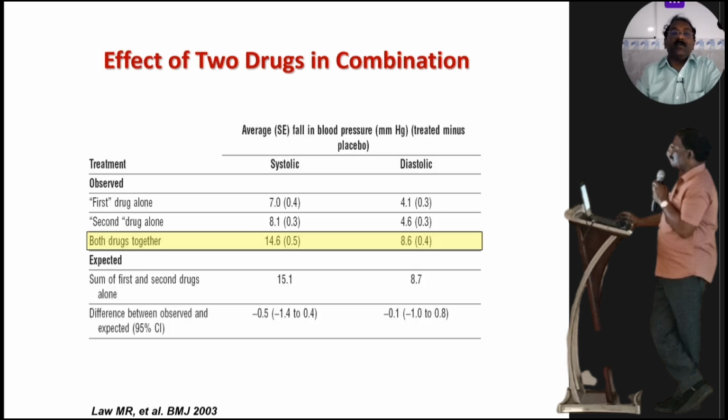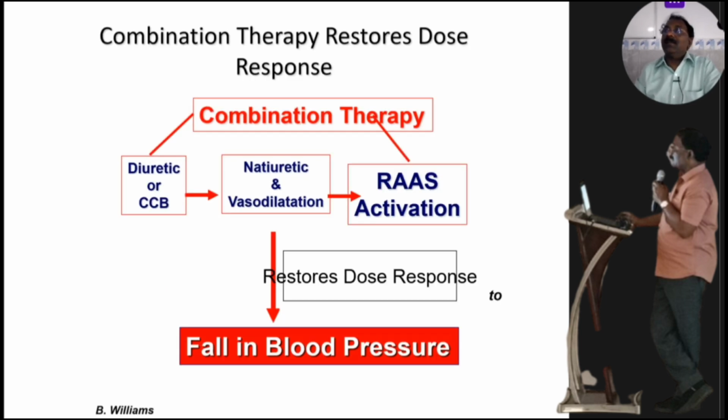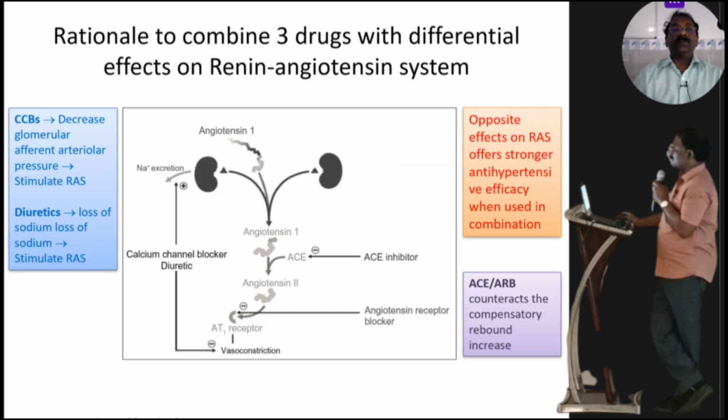See the combination therapy. With both drugs together, the systolic fall will be up to 14 and the diastolic fall will be up to 8. So the more fall in blood pressure will be seen with the combination therapy rather than the monotherapy. See the diuretic or the CCB, natriuretic and vasodilatation, RAS activation. So there will be a good fall in the blood pressure because of these triple activities.